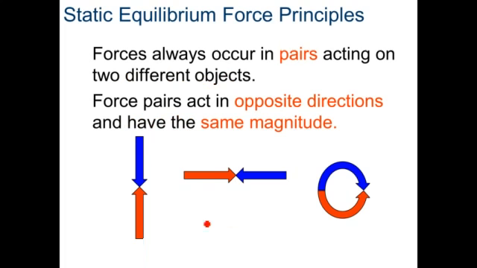Forces always occur in pairs. You'll see a lot of blue and red arrows. So if I have a force coming down, I need to have an equal and opposite force coming up to have no net force. If I have a force going to the right, I have to have a force going to the left that is equal and opposite to counterbalance it. So force pairs act in opposite directions and they have the same magnitude.